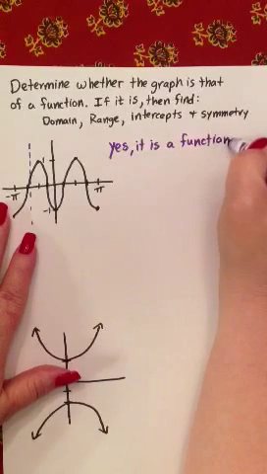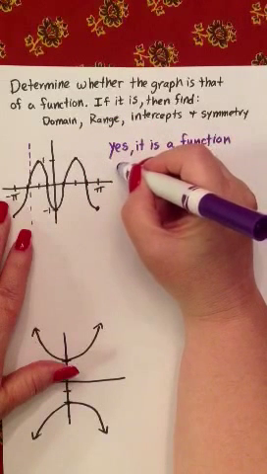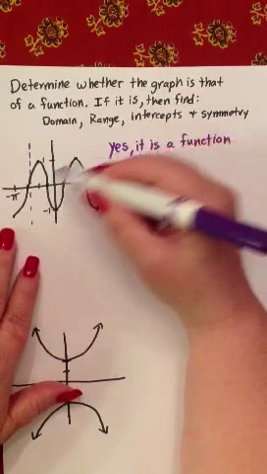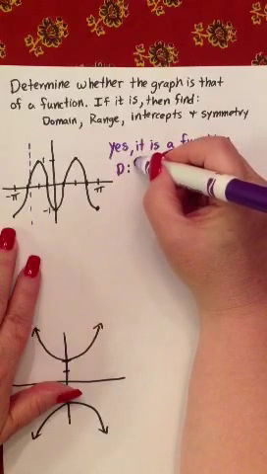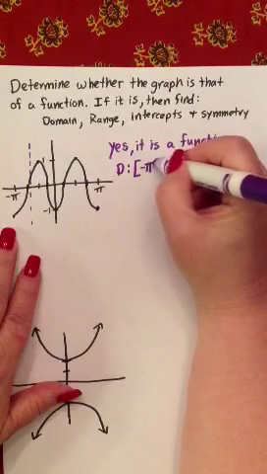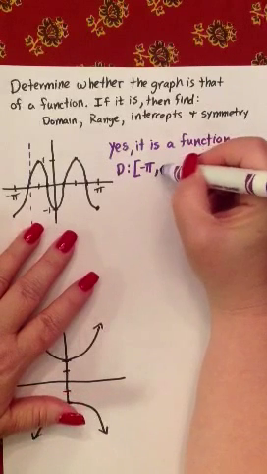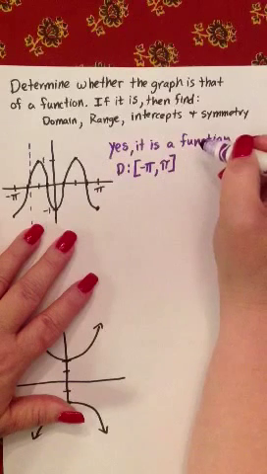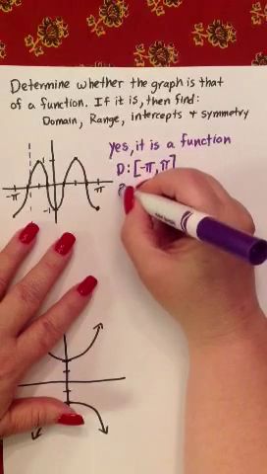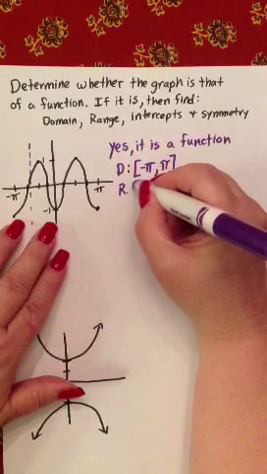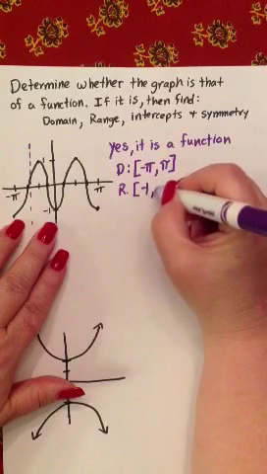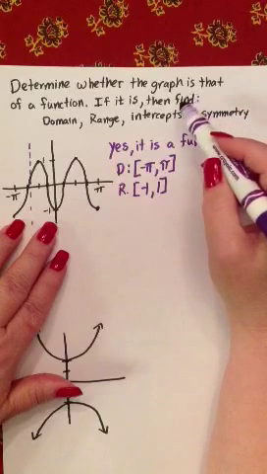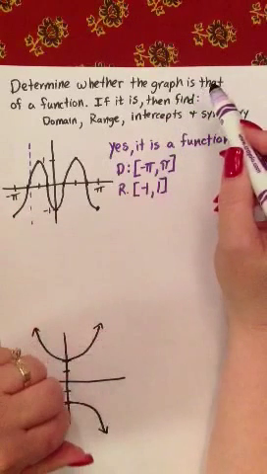okay? Then they ask me to find domain and range. If it's a function, you have to find domain and range. So for domain, how far to the left does it go? Well, it goes to negative pi, including negative pi, all the way to the right side to pi, and that's including pi, all right? The range, you go bottom to top, and the lowest it goes is -1, and the highest it goes is +1. All right, and then they asked me to find intercepts.